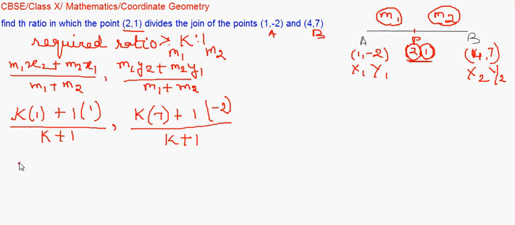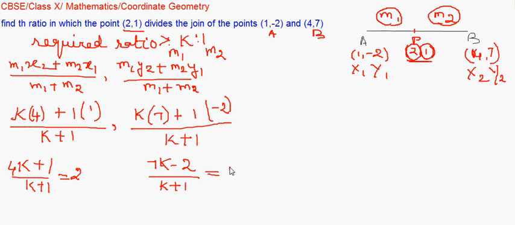This is k plus 1. This is m1 x2, which is 4, so it is 4k plus 1 by k plus 1. This is the x coordinate which is equated to that of P (2, 1), so I equated it with 2. Similarly, the y coordinate is 7k minus 2 by k plus 1 equated to 1.